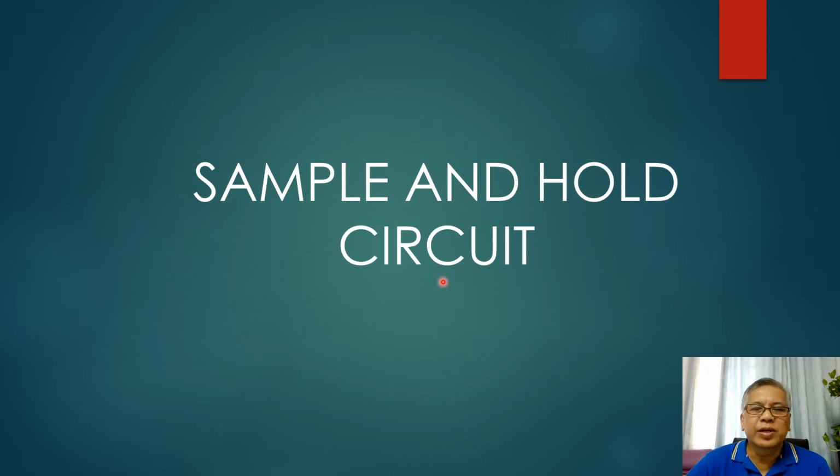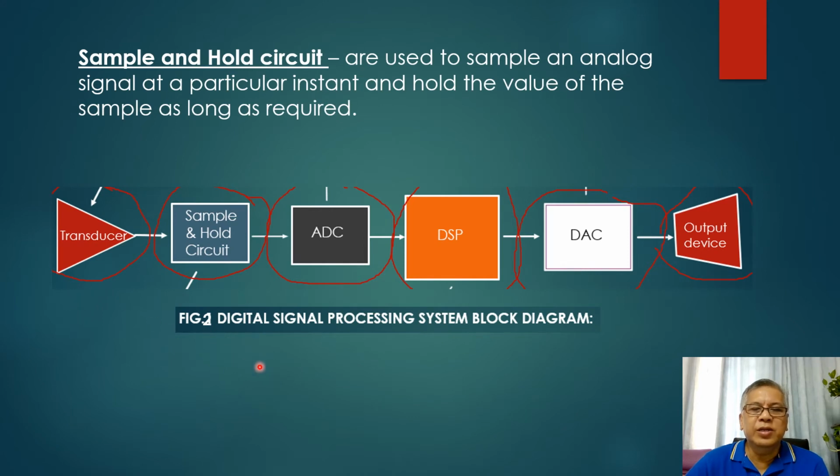Okay, so we're done with transducer. We go now to sample and hold circuit. So this is the block diagram that we discussed last meeting. The block diagram is called the digital signal processing system block diagram. Okay, so what we discussed earlier is the transducer, which is this one here. And one example of the transducer that we use is the microphone. So we go now to sample and hold circuit, this one here, this block diagram.